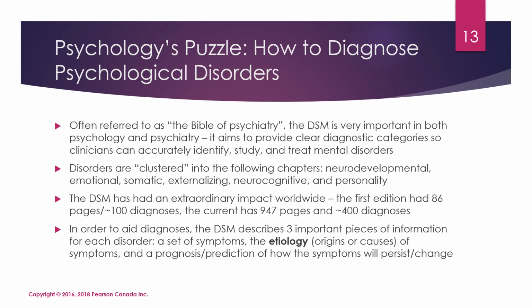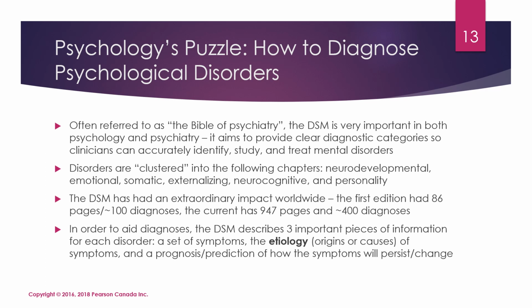The DSM, which is often referred to as the Bible of Psychiatry, is very important in both psychology and psychiatry, so it's used by clinical psychologists but also by psychiatrists. It aims to provide clear diagnostic categories so clinicians can accurately identify, study, and treat mental disorders. Disorders are clustered into the following chapters. So they have neurodevelopmental, emotional, somatic, externalizing, neurocognitive, and personality disorders.